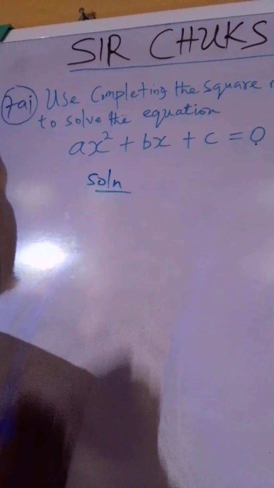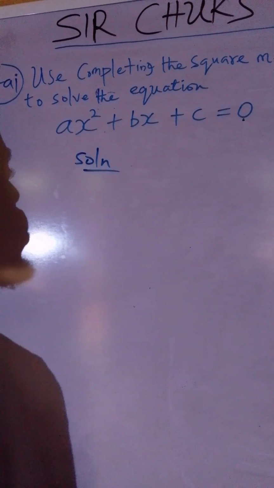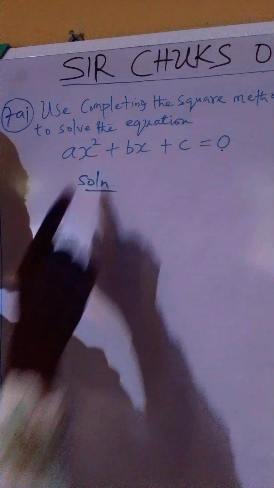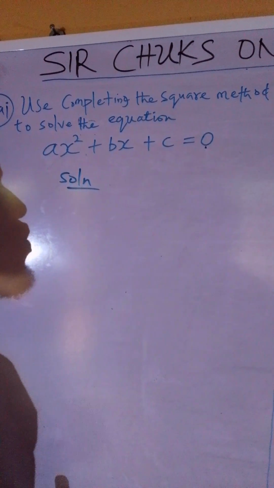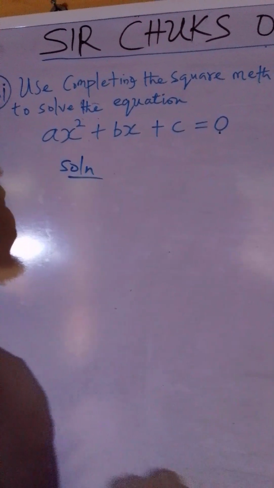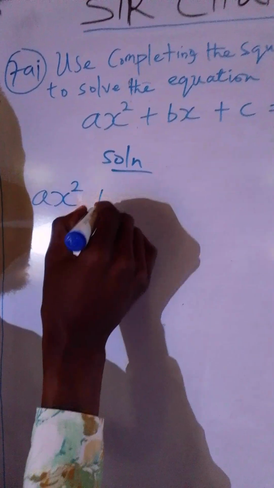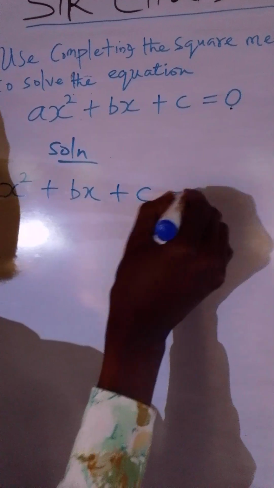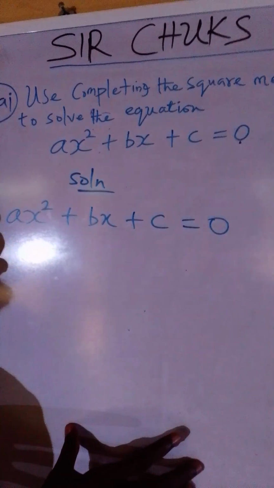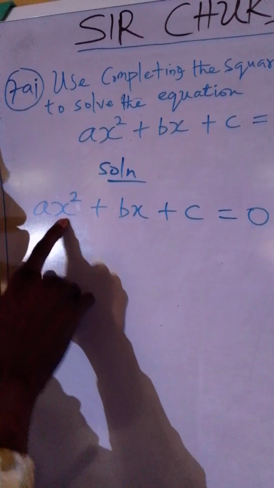Solution. Now we're asked to use completing the square method to solve this. By the way, completing the square method is one of the methods for solving quadratic equation. We have factorization method, we have completing the square method, we have formula method, and we have graphical method. So we are asked to use completing the square method to solve this equation, and that will land us to formula method. So let's go. We have ax squared plus bx plus c equal to 0. So by the time I solve this using completing the square method, I'm going to arrive at formula method where x will become the subject of the equation.